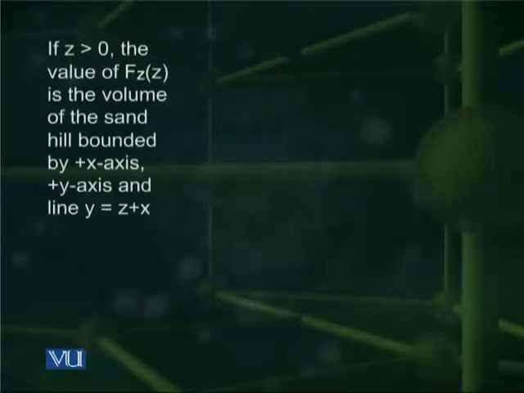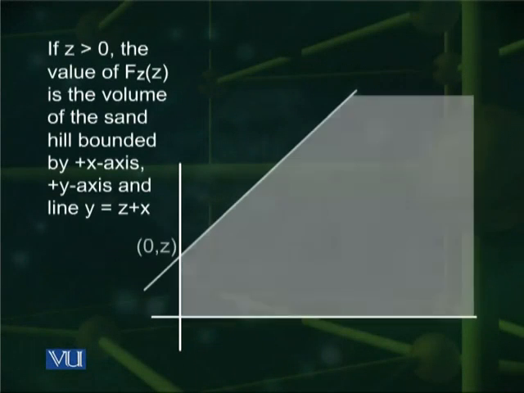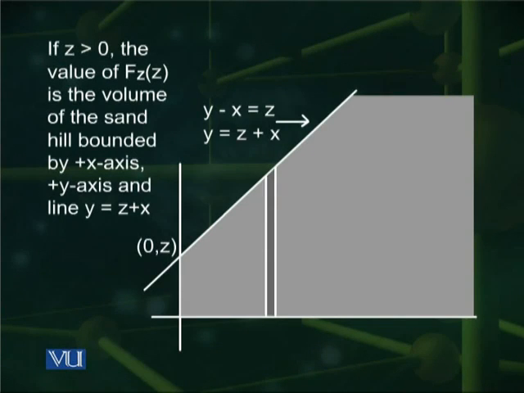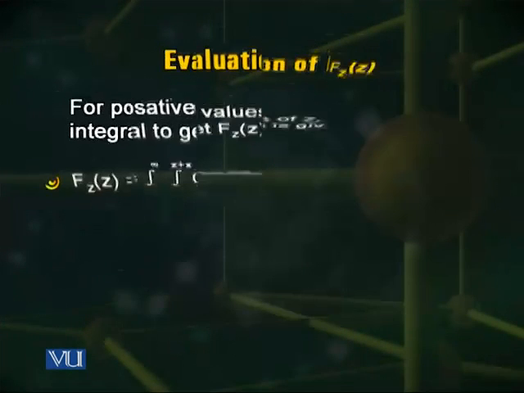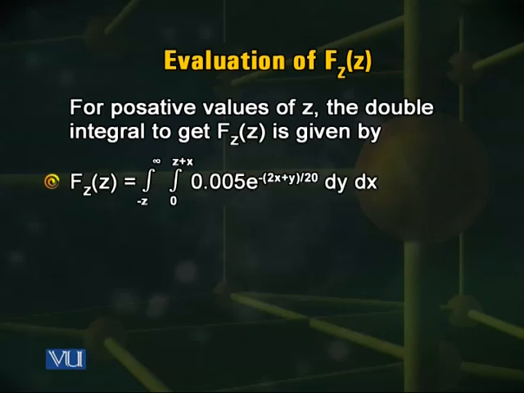integration is different. The region is shown in the slide, and you can see that in this case the vertical slice starts from 0 and ends at the same expression z plus x, but the integration with respect to x is always starting from 0 and going to infinity. So for positive values of this intercept, the double integral comes out to be an inner integral with respect to y, which starts from 0 and ends at z plus x, the vertical slice, and an outer integral with respect to x, which always starts from 0 and ends at infinity.